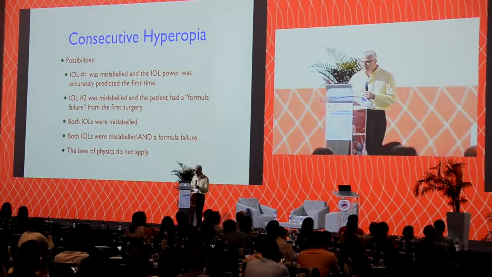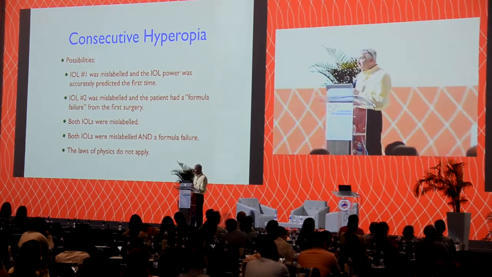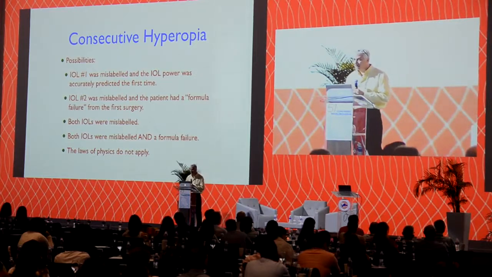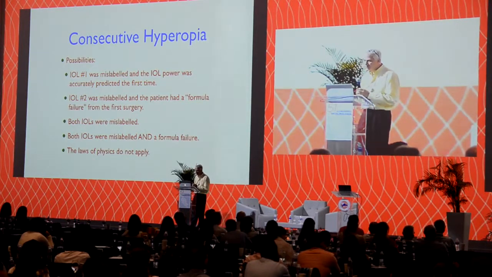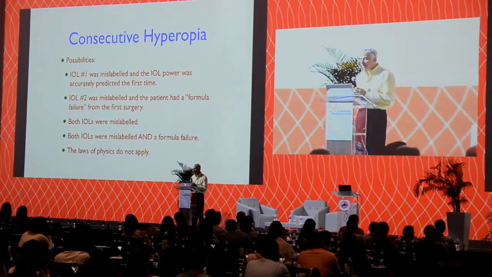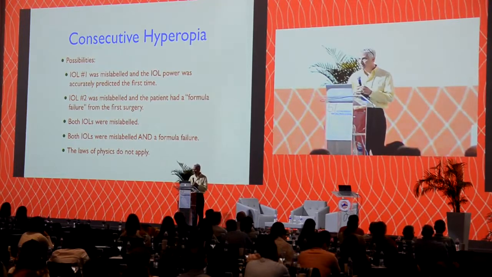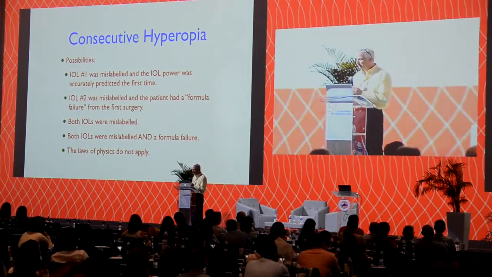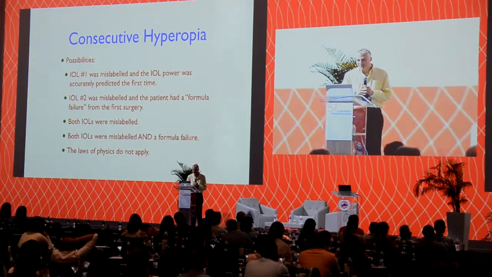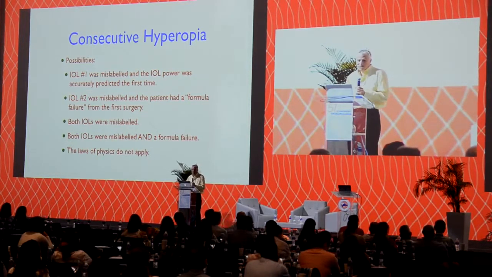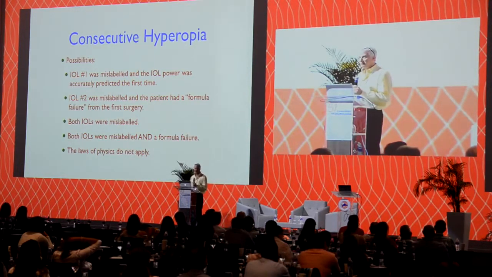So what happened? What are the possibilities here? Well, IOL number 1 could have been mislabeled, and the IOL power was accurately predicted the first time. Possibility number 2, IOL 2 was mislabeled, and the patient had a formula failure the first time. All 3 formulas could have been wrong, and the second implant was mislabeled. Possibility number 3, they were both mislabeled. Possibility 4, both mislabeled and the formulas were all wrong. Or the laws of physics do not apply.